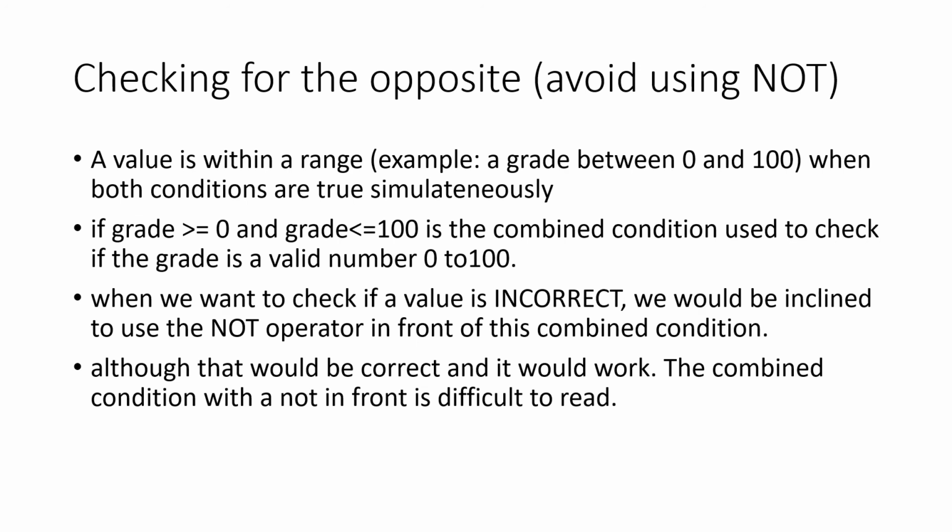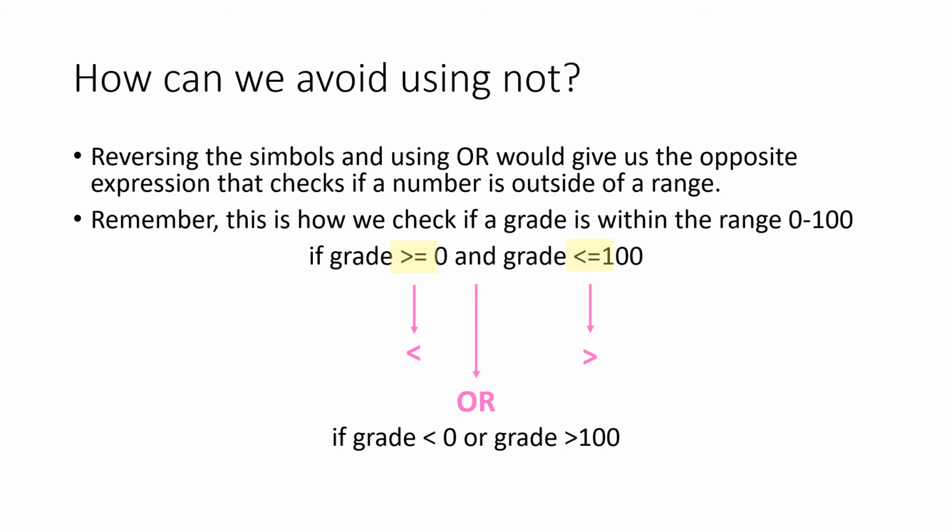When we want to check if a value is incorrect, we would be inclined to use the not operator in front of the combined condition. That would make the program work correctly, but it will be very difficult to read, so we want to avoid that. So for the time being, while you're getting used to this, if it is difficult for you to ask if the value is wrong, so outside the range, what you can do is exactly what I was telling you orally as I was reading the code.